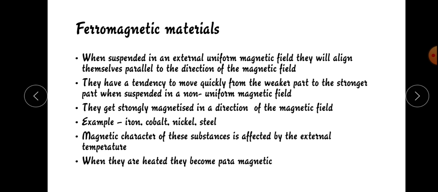The magnetic character of ferromagnetic substances is also affected by the external temperature, like paramagnetic materials. When ferromagnetic materials are heated, they become paramagnetic materials. So paramagnetic and ferromagnetic materials are somewhat similar, whereas diamagnetic material is different from both. I hope you all understand diamagnetic, paramagnetic, and ferromagnetic materials.